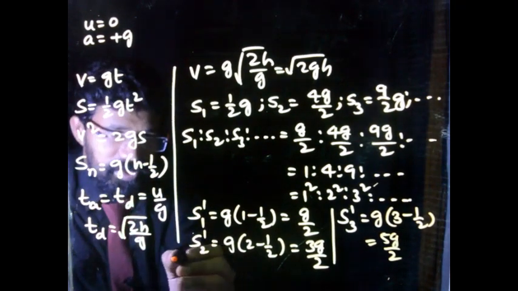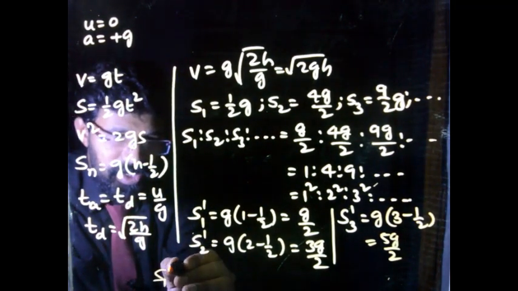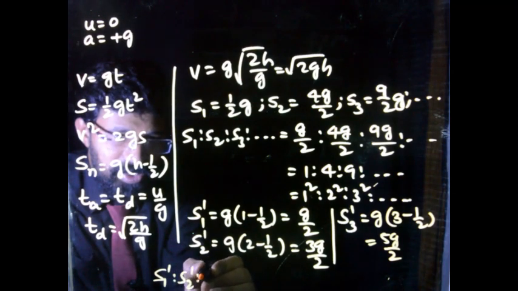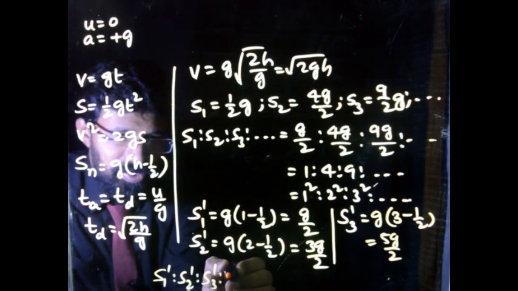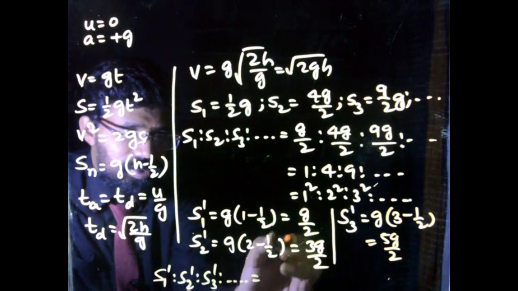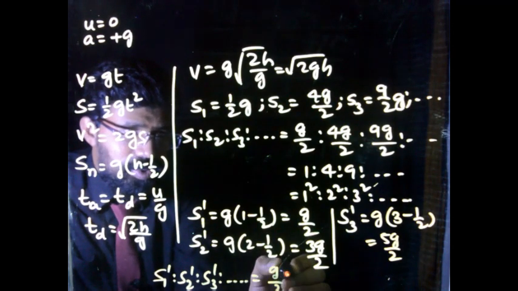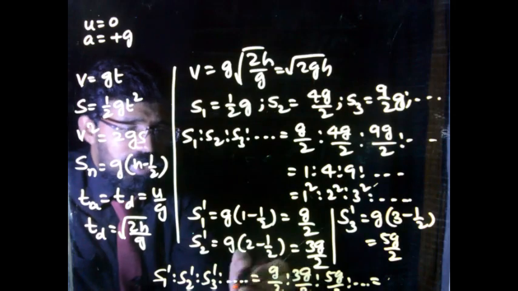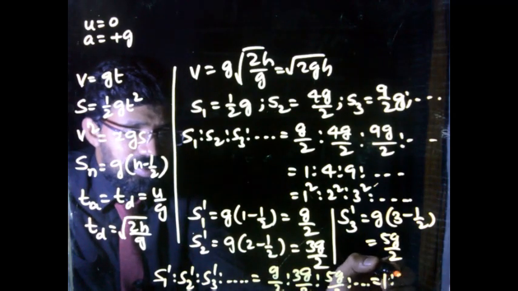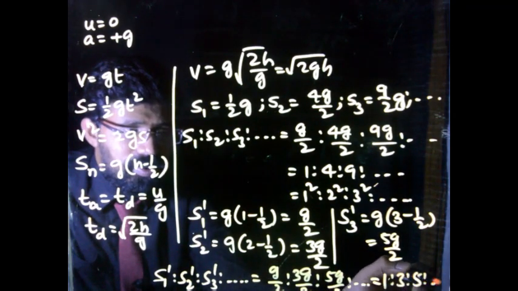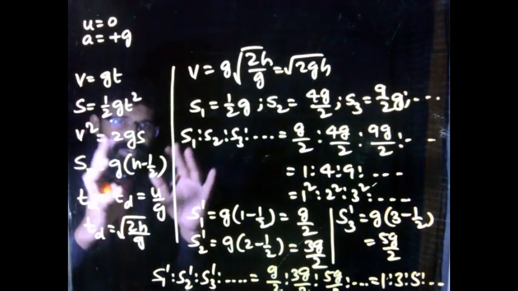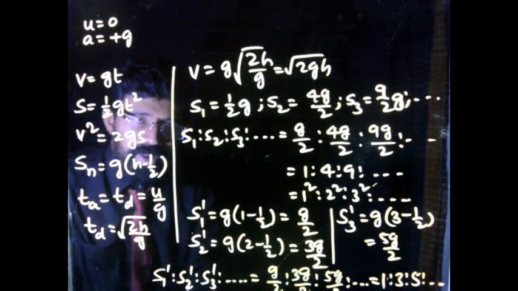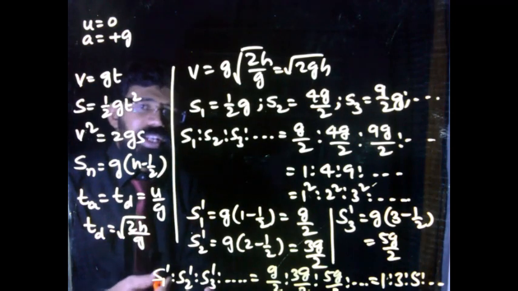And if you take the ratio between all these distances, what you will get? S1 dash is to S2 dash is to S3 dash is to and so on is equal to g by 2 is to 3g by 2 is to 5g by 2 is to and so on. g by 2 gets cancelled. Finally, we are left with 1 is to 3 is to 5 is to and so on. So that's how basic data connected with the kinematic equations in case of motion under gravity can be dealt with.